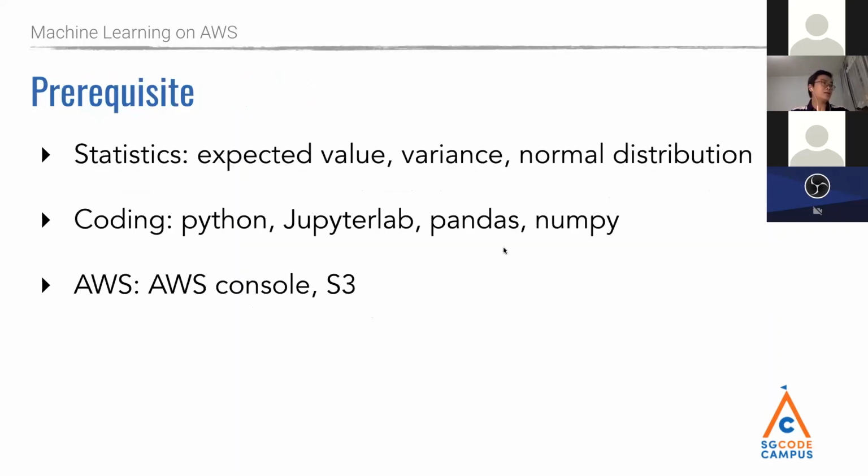Okay. And some prerequisite for this course, I presume that you have already got enough knowledge about statistics, expected value, variance, and normal distributions. Also, for coding part, I think you have gone through the sessions about Python and be familiar with this development environment about Jupyter Lab, and also some famous Python packages, pandas and numpy. Also, you have gone through the AWS training session about the AWS console and S3.